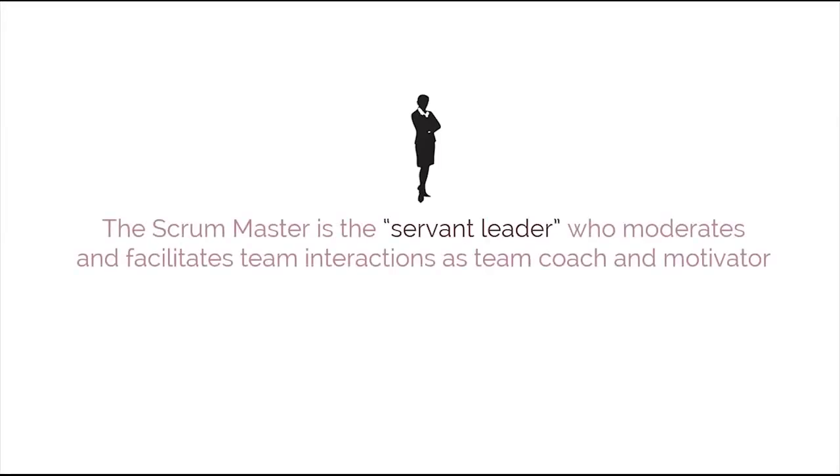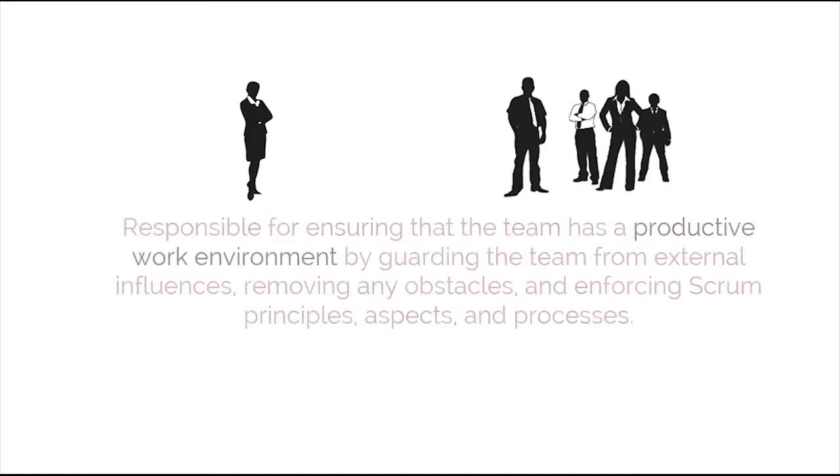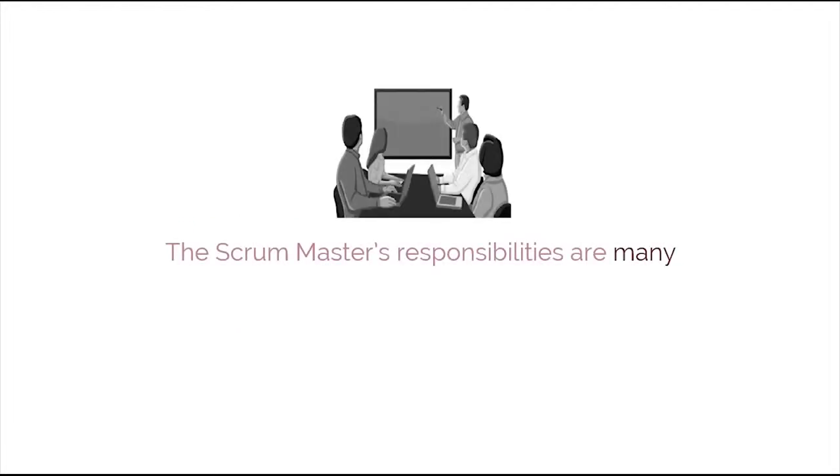The Scrum Master is the servant leader of the Scrum team, who moderates and facilitates team interactions as team coach and motivator. The Scrum Master is responsible for ensuring that the team has a productive work environment by guarding the team from external influences, removing any obstacles, and enforcing Scrum principles, aspects, and processes. The Scrum Master's responsibilities are many, and they change depending on which process is being conducted at the time.